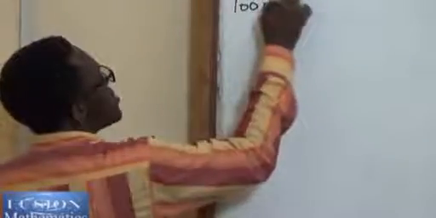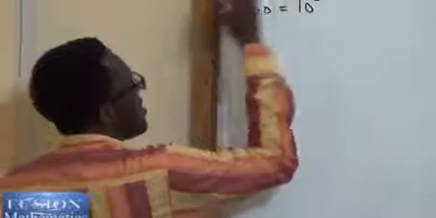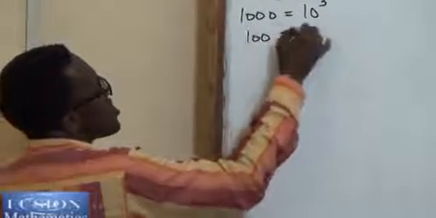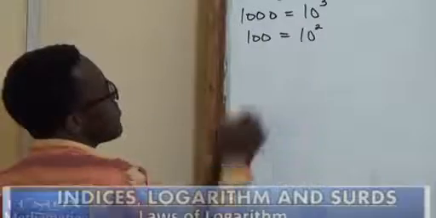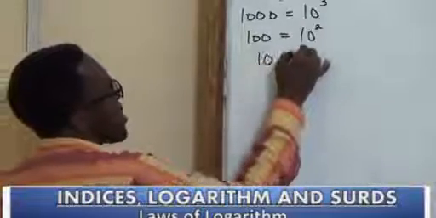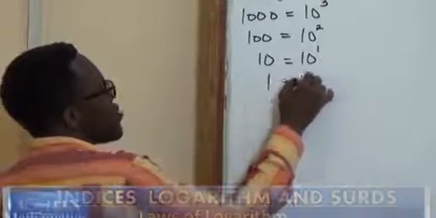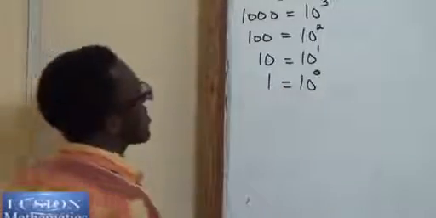Look at logarithm. Logarithm, we are still talking about the powers of numbers. If, for instance, we have 1000, which is the same thing as 10 raised to the power 3, we have 100, which is 10 raised to the power 2, 10 as 10 raised to the power 1, and 1 as 10 raised to the power 0.